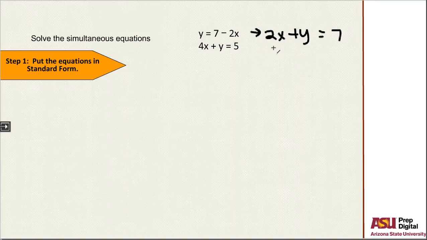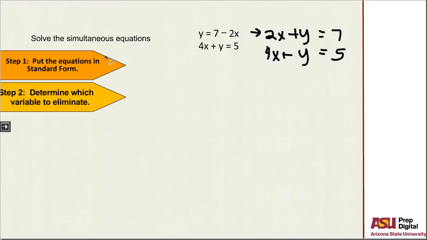I'm going to go ahead and write the 4x plus y equals 5 underneath like that. Step 2, determine which variable to eliminate. When we're determining which to eliminate, we again look at the coefficients. Do we have a match? If we have a match, that's the one you want to go with. If you don't have a match, you want to pick the coefficients that would be the least common multiples to get to each other, and we'll tackle a problem like that next. Right now, we have a match with our y, so that's the one I'm going to choose.